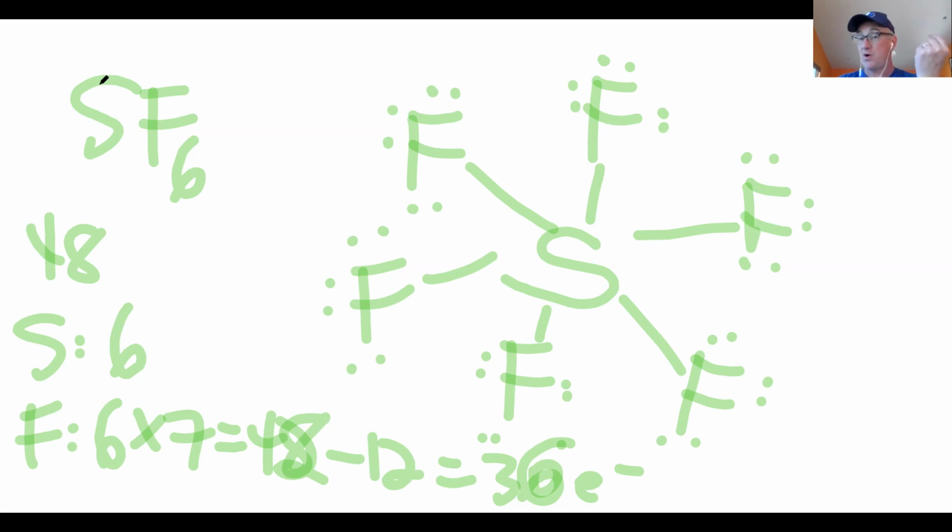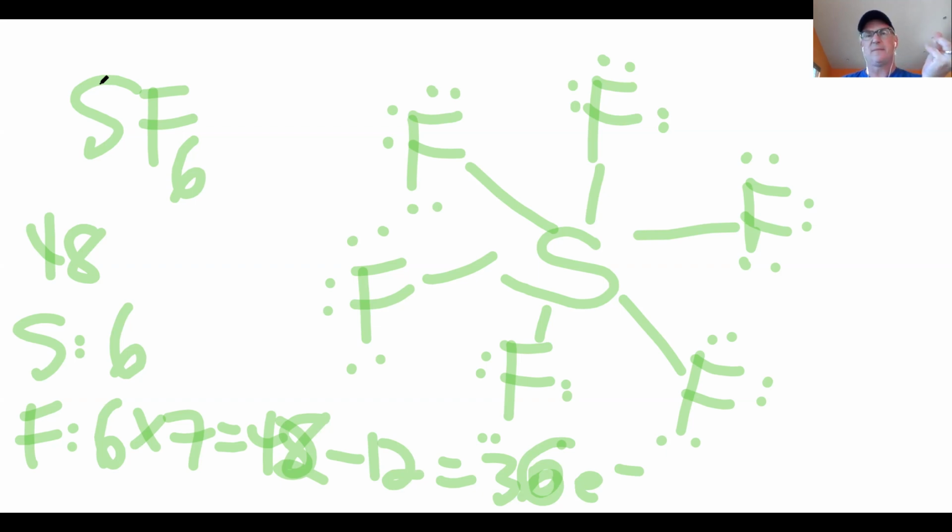Fluorine doesn't make double bonds. You can't get it to share electrons in any other way because it's so electronegative. It's not giving up any of those lone pairs under any circumstances. So fluorine is always going to have 3 lone pairs and a bond. So those fluorines are fine.